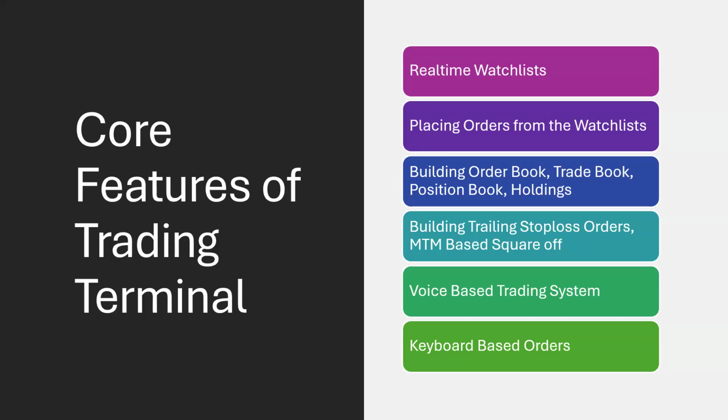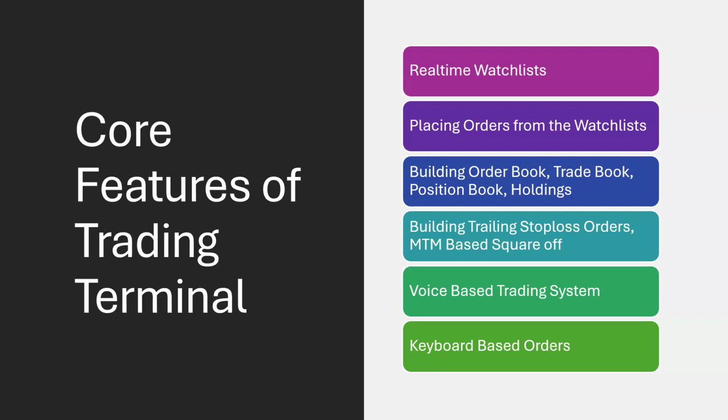And then we're going to build a trailing stop loss feature, and some of the advanced features: trailing stop loss, M2M based square off, and automated time based square off. I haven't included automated time based square off here, but I think that is one of the core features. You set the time, and at that time, whatever positions are there will automatically get closed off. So that we're going to build in.